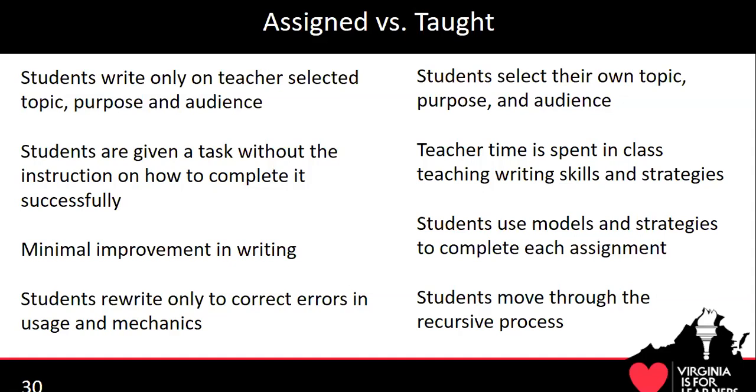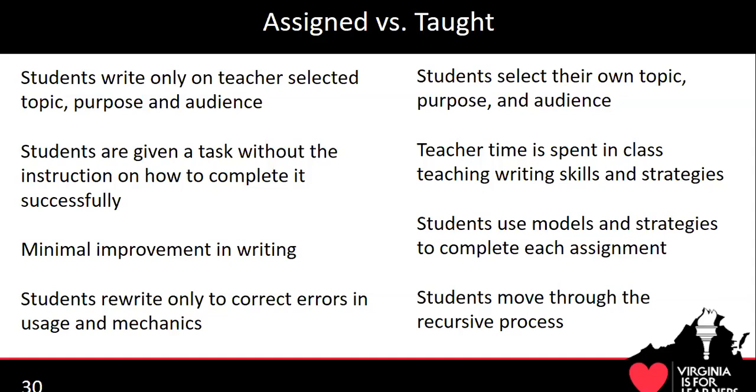You can see in these two columns, it really illustrates the difference between assigning writing versus teaching writing. So if you're assigning writing, students are only writing to a teacher-selected topic. They're given a task, but not much instruction on how to complete it. Because of this, you will often see minimal improvement in writing, because students will just continue to write in the same form, in the same fashion. And then they're only rewriting to correct errors in usage and mechanics.